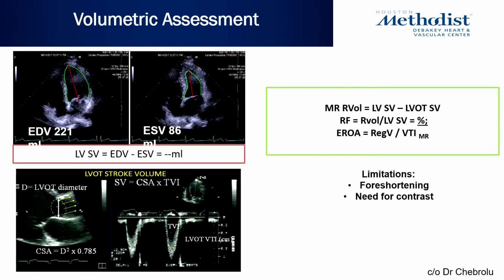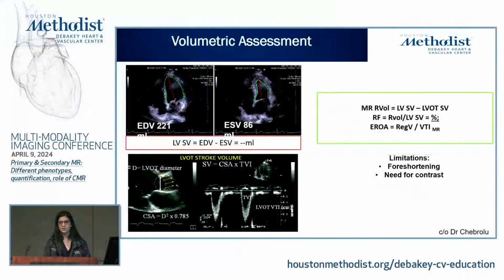Because anything that's ejected by your left ventricle, if it's not going through your LVOT, it's going through your mitral valve. Limitations are that sometimes you don't have good apical views, you have foreshortening, you're unable to see the apex, and sometimes you need to use contrast to make sure that your volumetric assessment is accurate.